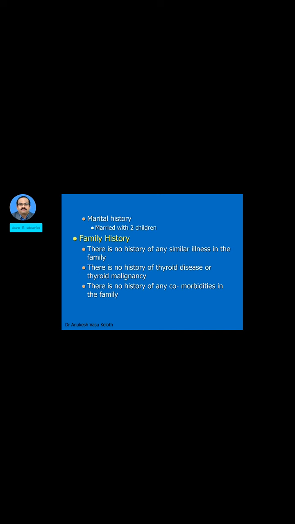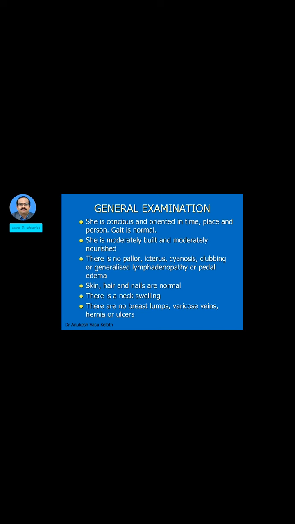Now family history, there is no history of any similar illness in the family. There is no history of thyroid disease or thyroid malignancy. There is no history of any comorbidities in the family. Socioeconomic history, she belongs to a middle class family. Treatment history, there is no history of any treatment for hypothyroidism, hyperthyroidism, hypertension, diabetes mellitus or coronary artery disease.